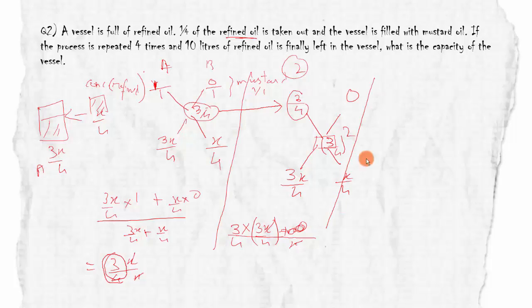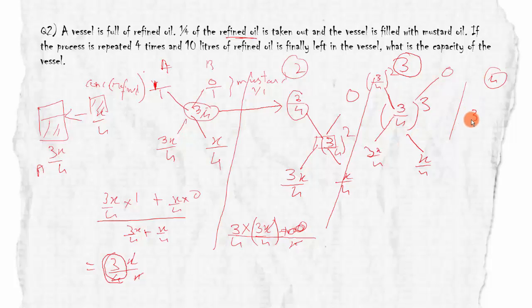Now in scenario 3, again we are doing the same thing. We are mixing this mixture with 0, again 3x by 4 and x by 4. So we'll get 3 by 4 cube. The fourth time we'll get 3 by 4 to the power 4. So that is what we have got. This is the concentration.